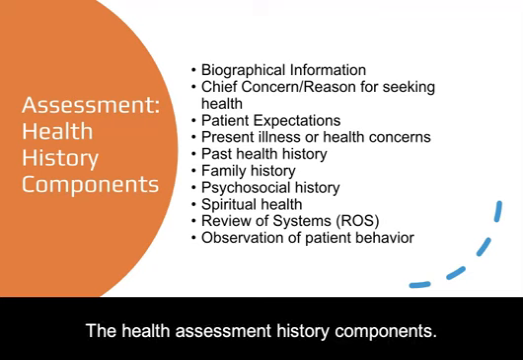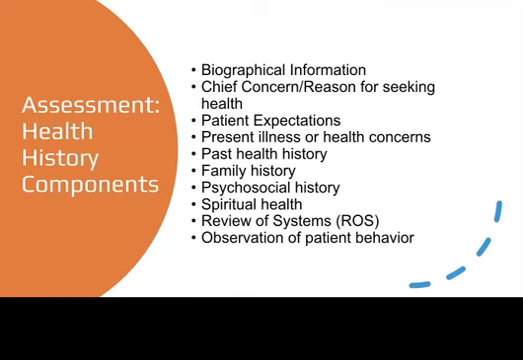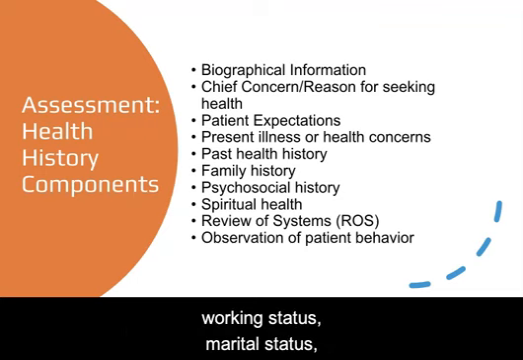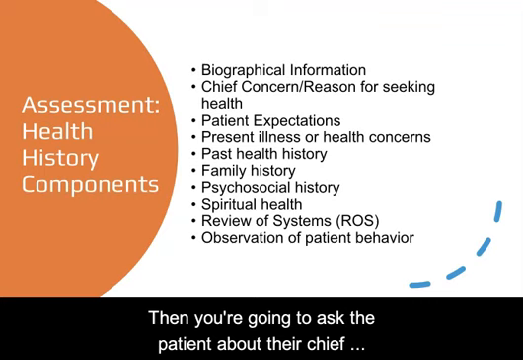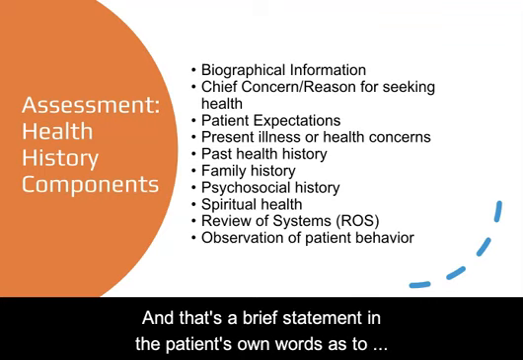The health assessment history components. This is the information that we're going to collect in our health history. This includes biographical data, for example, demographic data, age, gender, address, insurance information, occupation, working status, marital status, referral source. Then you're going to ask the patient about their chief concern, the reason why they're seeking help. And that's a brief statement in the patient's own words as to why they're seeking help.